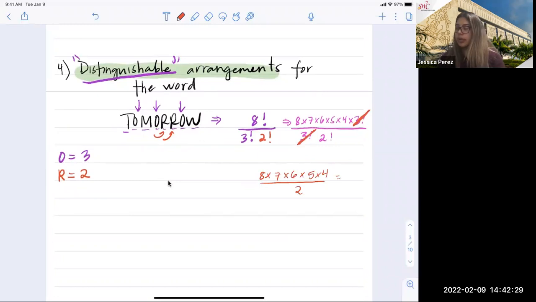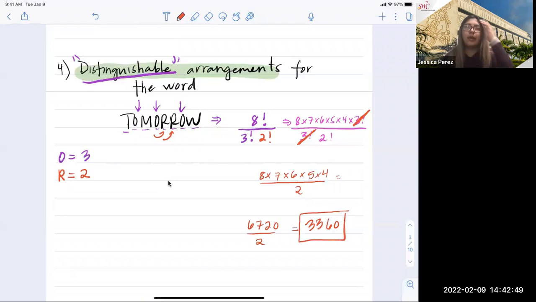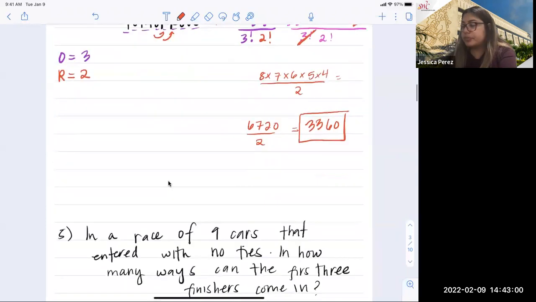That gives you a total of 6,720, and then take that number and divide it by 2 because there's a 2 downstairs, or 2 factorial. 2 factorial is 2 times 1, which is just 2. You're left with 3,360. This is how many distinguishable arrangements you have for this particular word. Again, this is what you're going to be doing when it says distinguishable arrangements.